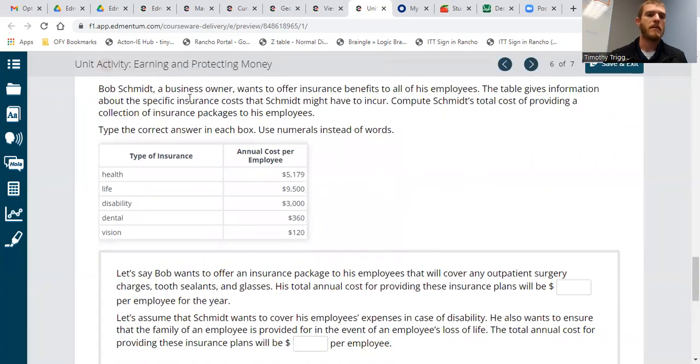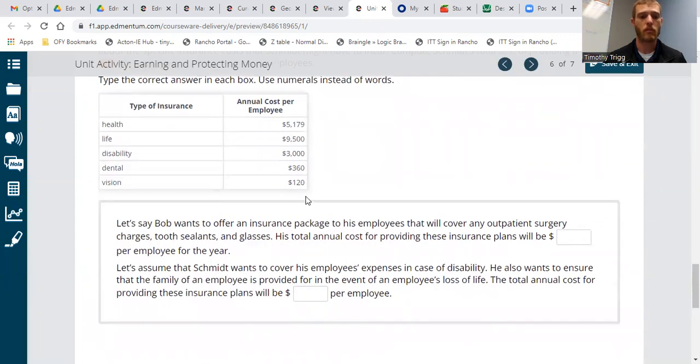Bob Schmidt, a business owner, wants to offer insurance benefits to all his employees. The table gives information about specific insurance costs that Schmidt might have to incur. Compute Schmidt's total cost of providing a collection of insurance packages to employees. Type the correct answer in each box. Use numerals instead of words.